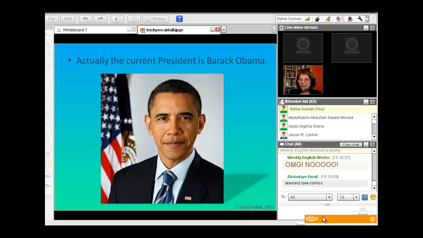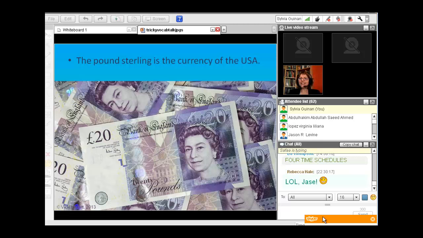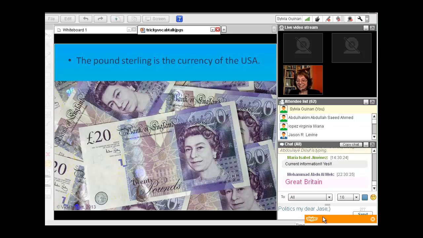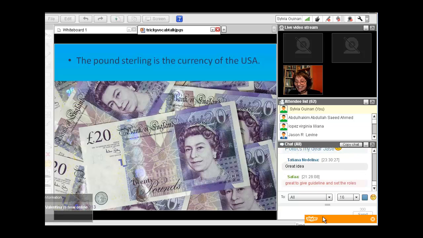The pound sterling is the currency of the United States. Oh no, actually the correct currency is the dollar. Yay! Alright. So the students will come in and they'll get practice in actually using it for correction in context, in another context where they're correcting people who are getting things wrong.